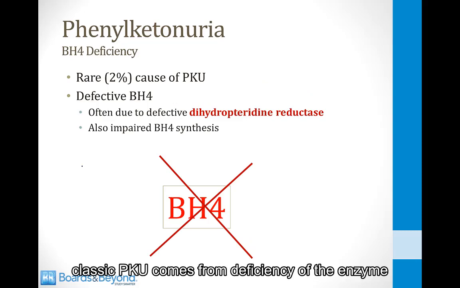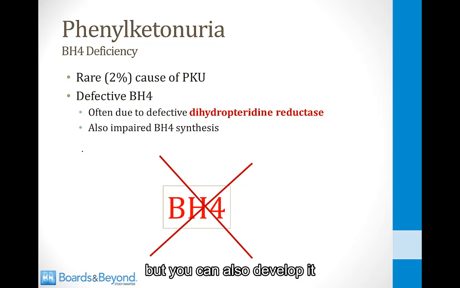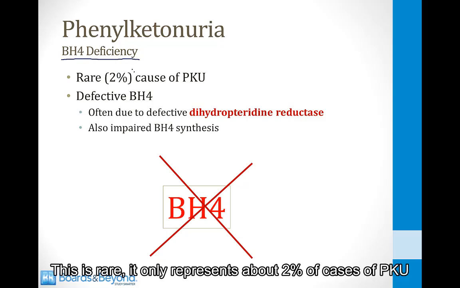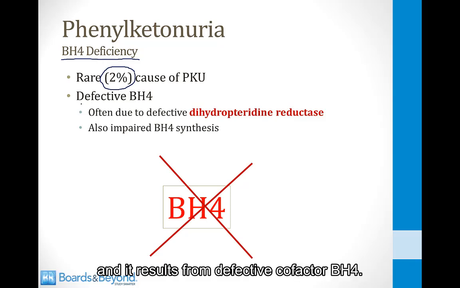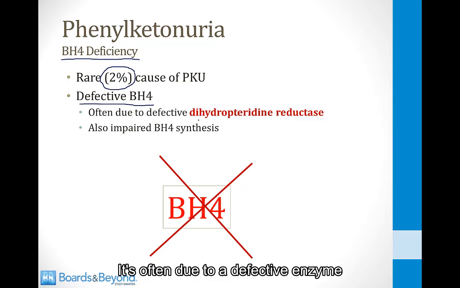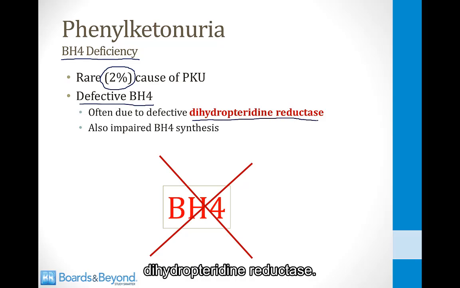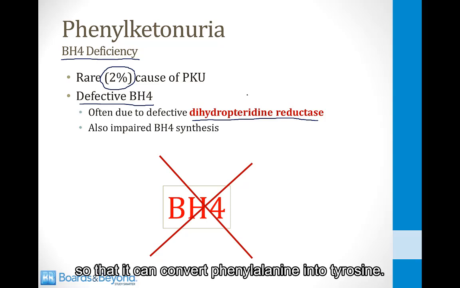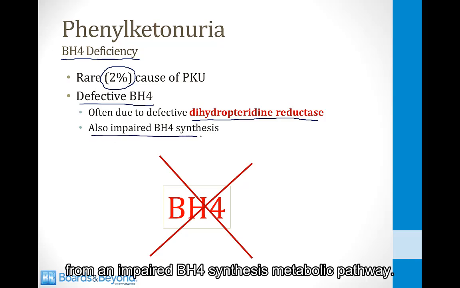As I said before, classic PKU comes from deficiency of the enzyme phenylalanine hydroxylase, but you can also develop it from a deficiency of the BH4 cofactor. This is rare. It only represents about 2% of cases of PKU, and it results from defective cofactor BH4. It's often due to a defective enzyme, dihydropteridine reductase. Recall that that is the enzyme that regenerates BH4 so that it can convert phenylalanine into tyrosine. You can also sometimes develop this from an impaired BH4 synthesis metabolic pathway.